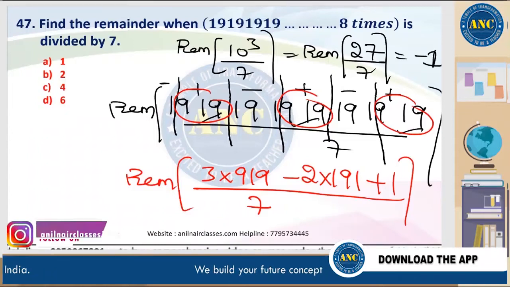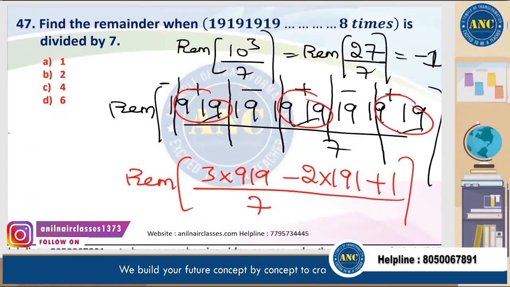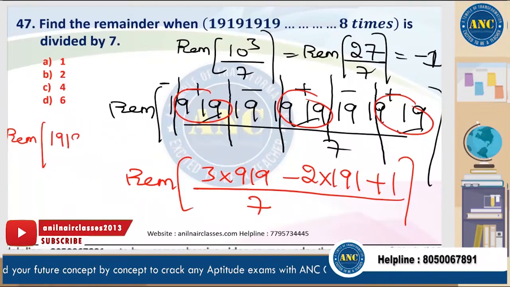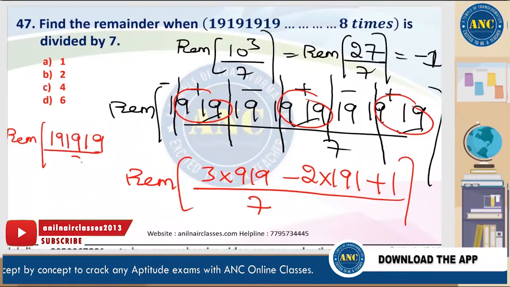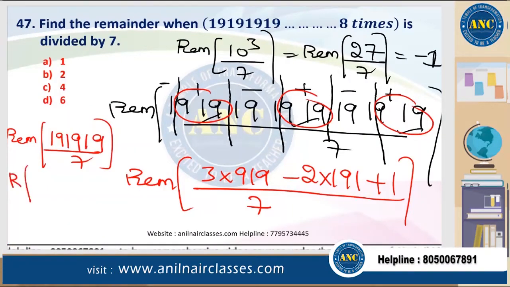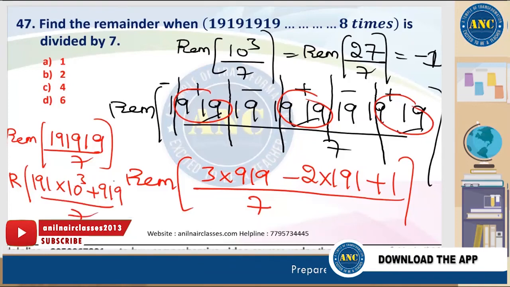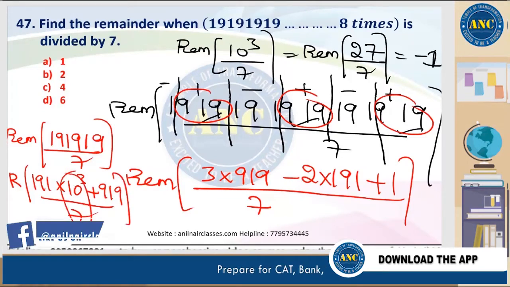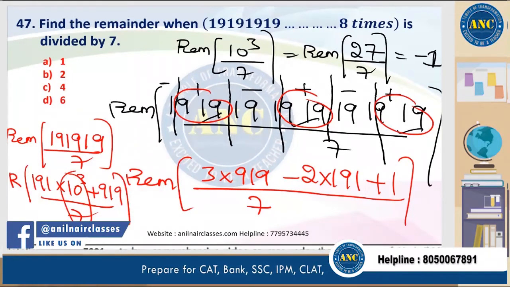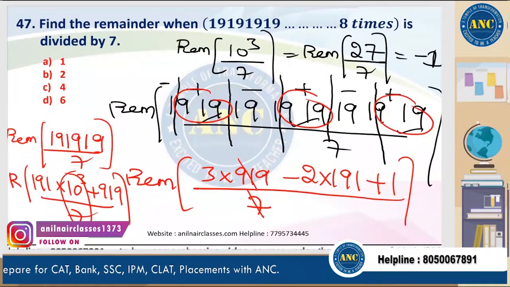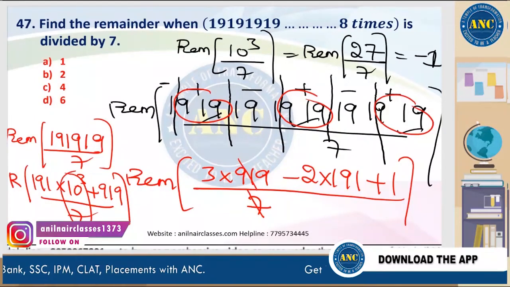Why did we get plus minus plus minus? If anybody has a doubt, you can do it like this. 191 919 divided by 7. This is nothing but 191 into 10 cube plus 919 divided by 7. 10 cube by 7 is minus 1. Now you can do it, right? 7 13s are 91, 7 1s are 7, 2 remainder.